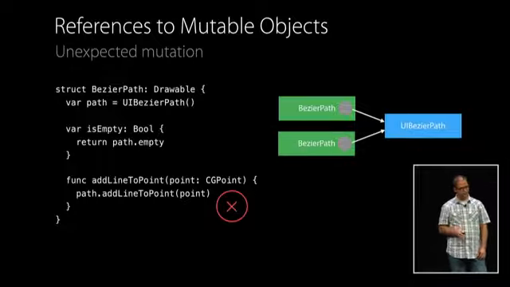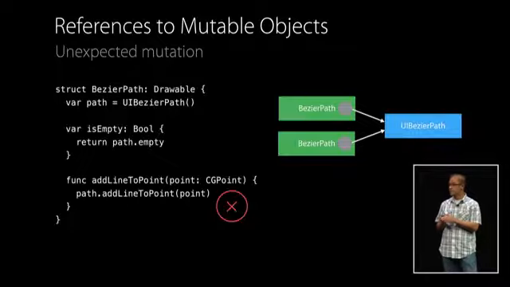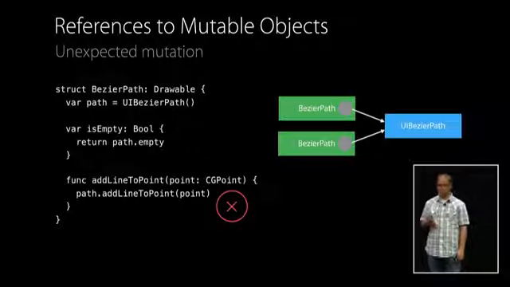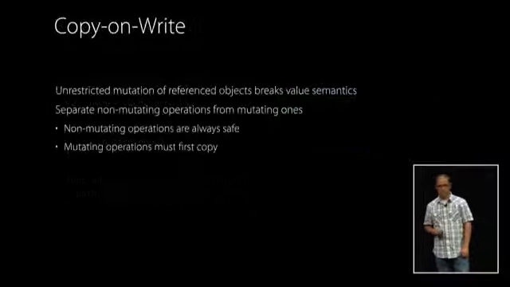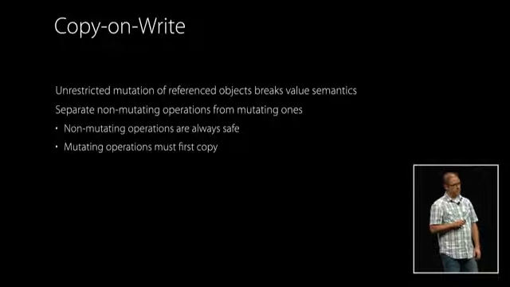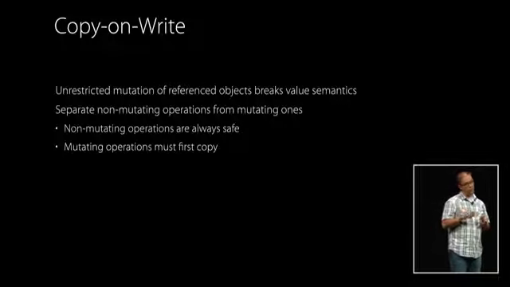So if I have 2 instances of Bezier path, both pointing to the same instance of UIBezierPath through this reference, and I make this mutation, that's going to catch the other one off guard, right? This is a bad situation. We're not maintaining value semantics, so we need to fix that. The way we're going to fix that is to use copy on write. And we want to make sure that before we write to that path, we make a copy of it.